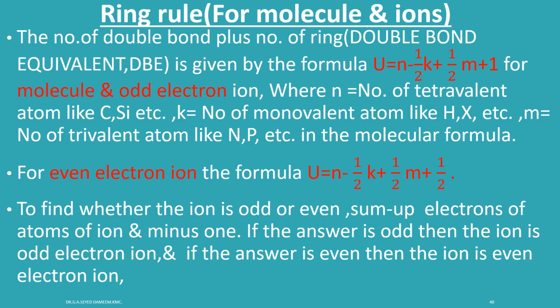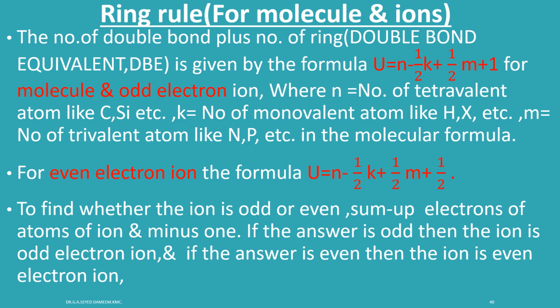U is equal to n minus half k plus half m plus 1. Here n is the number of tetravalent atoms like carbon, silicon, etc., k is the number of monovalent atoms like hydrogen, halogens, etc., and m is the number of trivalent atoms like nitrogen, phosphorus, etc. So n is the number of tetravalent atoms, k is the number of monovalent atoms, and m is the number of trivalent atoms in the formula. Using this formula, we can calculate double bond equivalence for a molecule and an odd electron ion.